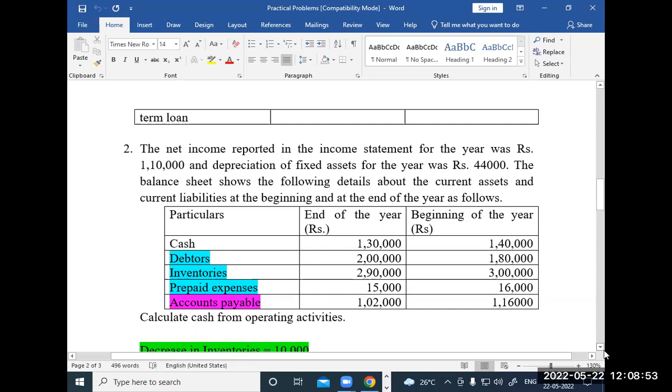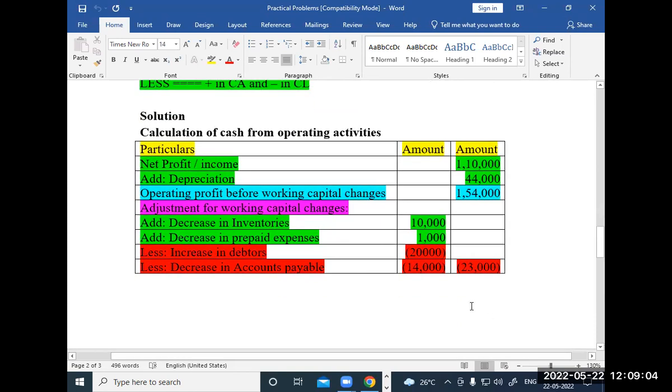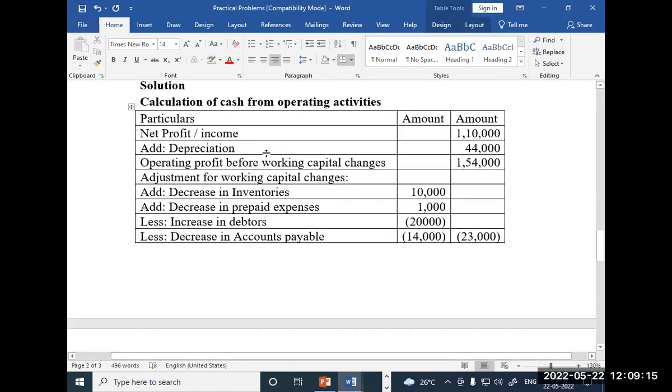The starting point is, please write down, calculation of cash flow from operating activities. The starting point: net profit. Net profit as per the profit and loss account, 1,10,000. So I will refer to the current year profit and loss account. In that current year P&L account, how much is there, that I will take. 1,10,000.